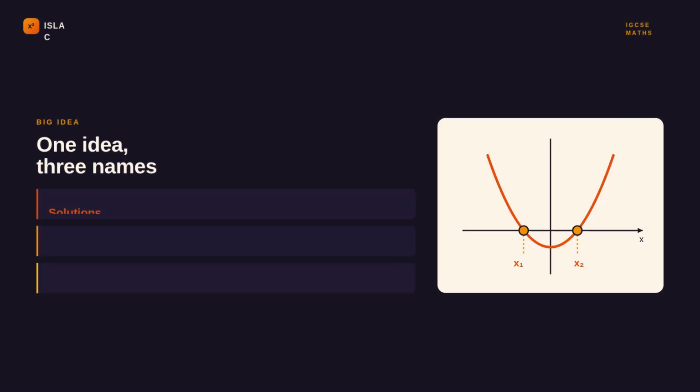Here's the key idea that ties algebra to the graph. The solutions of the equation, the roots, and the points where the parabola crosses the x-axis are all the same thing. Three names for one idea. When you solve a quadratic you are finding these x-intercepts. Most quadratics have 2 of them. Keep this picture in your head throughout the lesson.